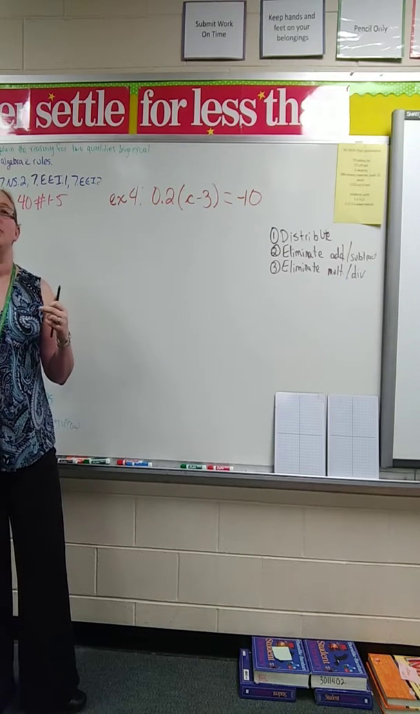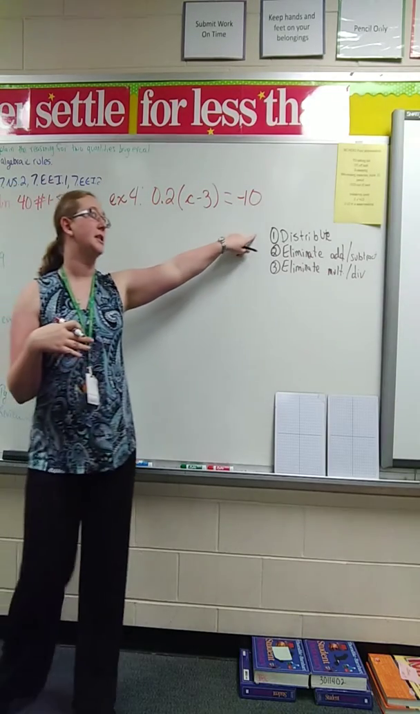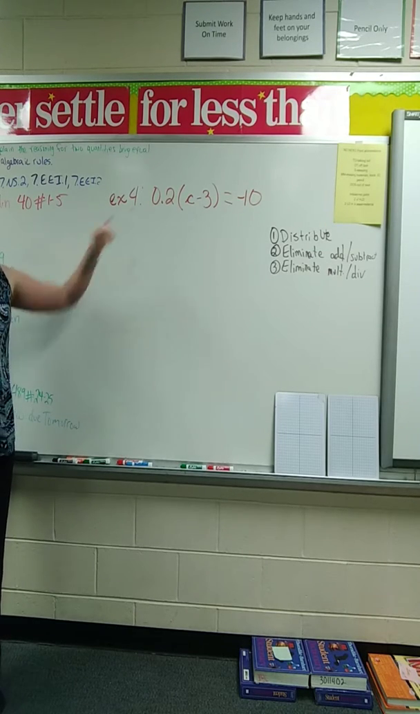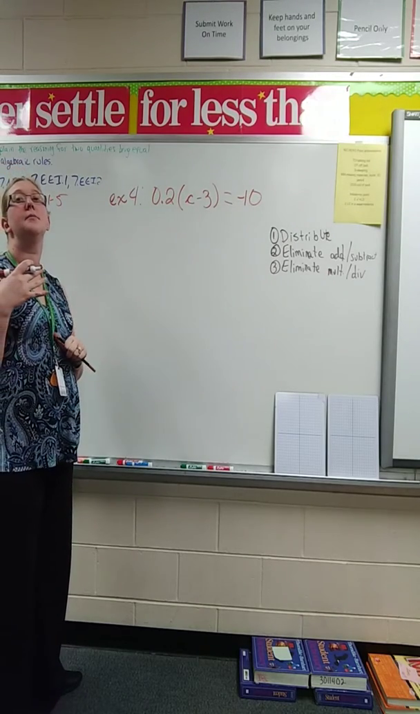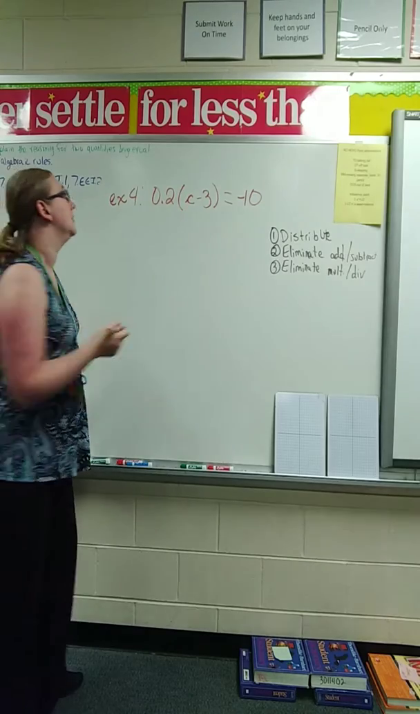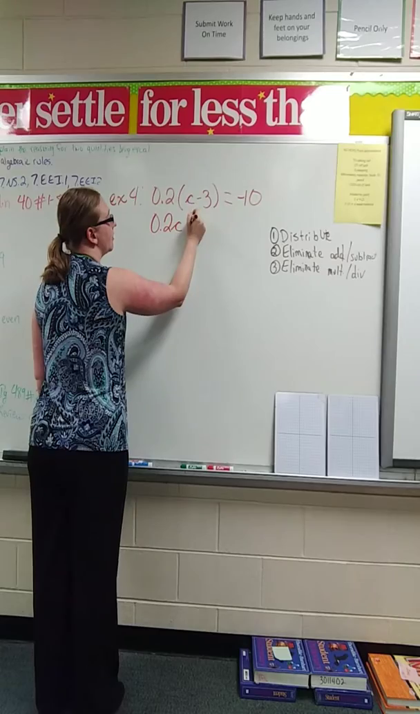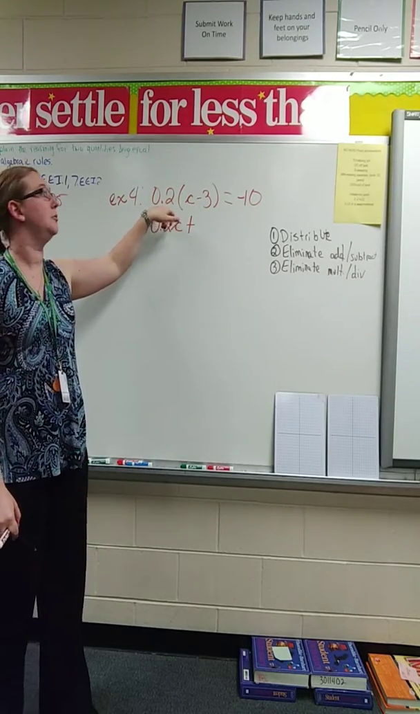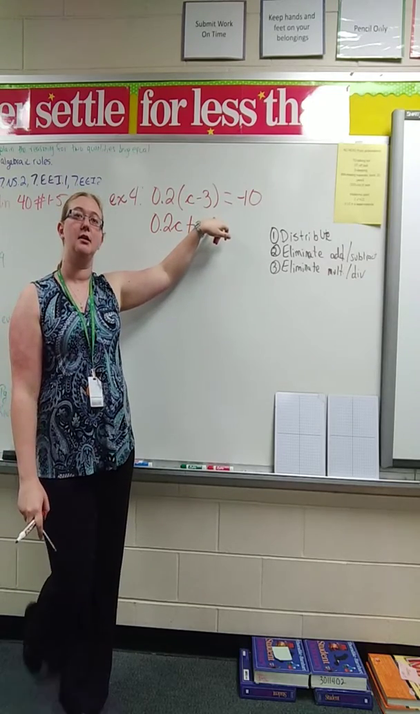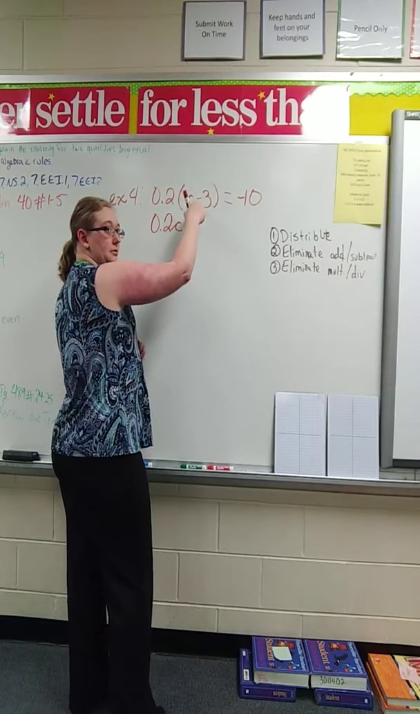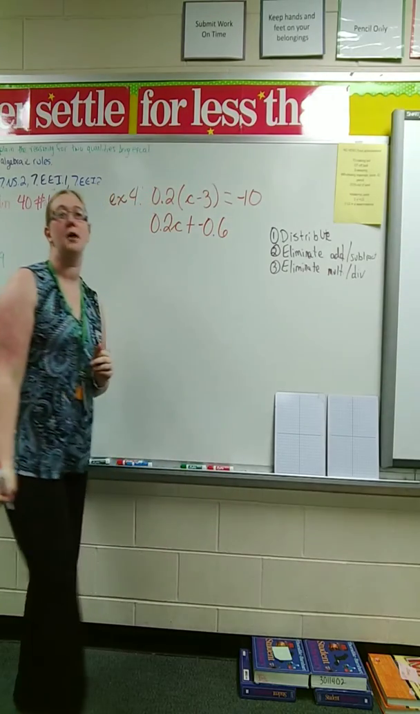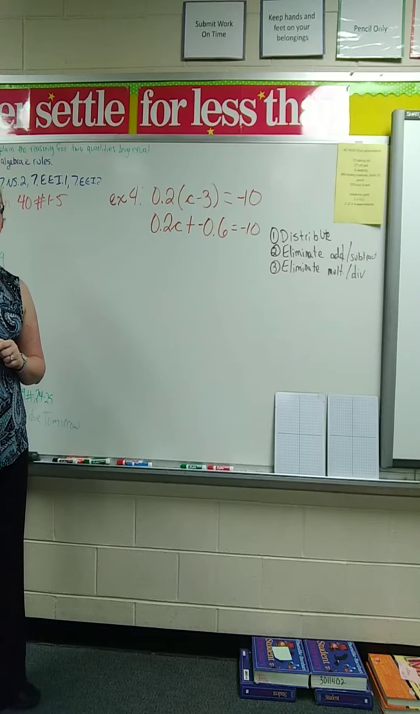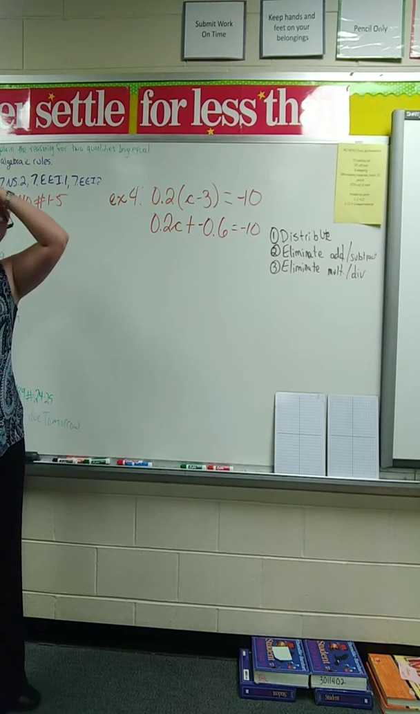Okay? So, the first step is to do what? What does my first step say to do? Distribute. What quantity is getting distributed? 0.2. What is 0.2 times C? 0.2C. Plus, what is 0.2 times negative 3? Negative 0.6. Okay? That equals negative 10. So we did step 1.